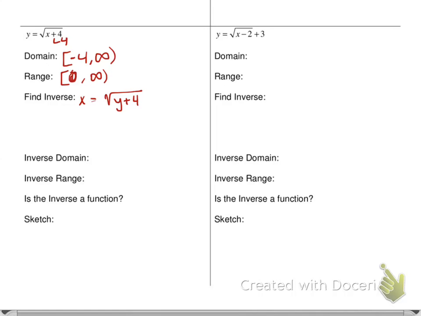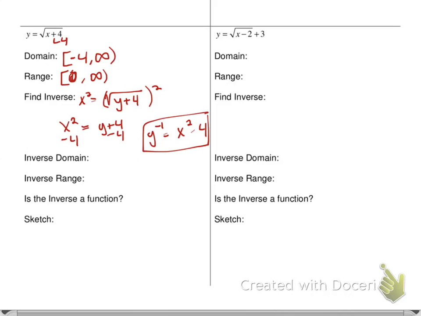Now, how do I get rid of a square root? What's the thing I do to get rid of a square root? I square it. So x squared equals y plus 4, subtract 4. So the inverse is x squared minus 4. However, what's the domain of every quadratic function? -infinity to infinity. So I need the domain to only be 0 to infinity. So I have to restrict the domain.